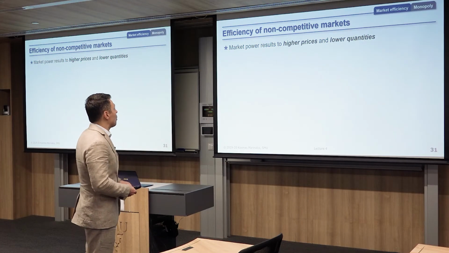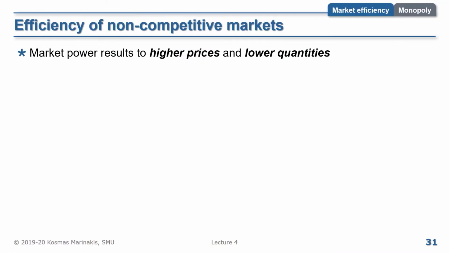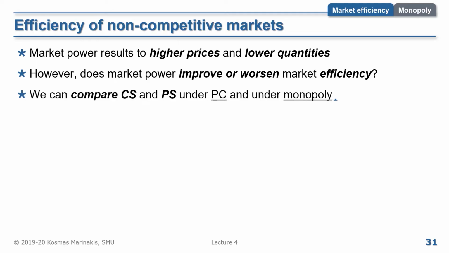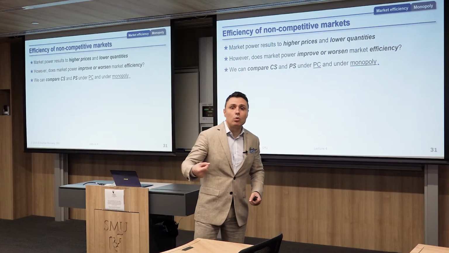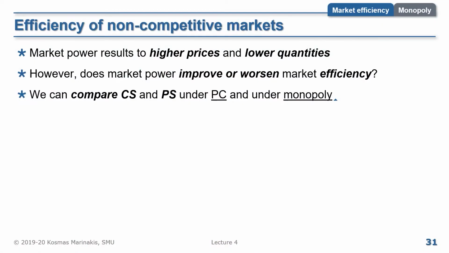Now, if you have a non-competitive market, the discussion is very different. Market power results in higher prices and lower quantities. However, what happens with efficiency? Is it improved or is it worse? So let's compare the consumer surplus for a perfectly competitive market and a monopoly market, and the producer surplus also, and we will see which of the two markets can give us better efficiency, if not the same.